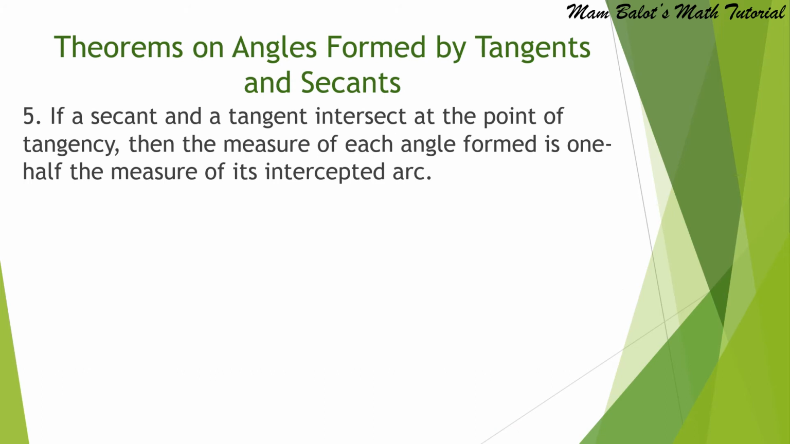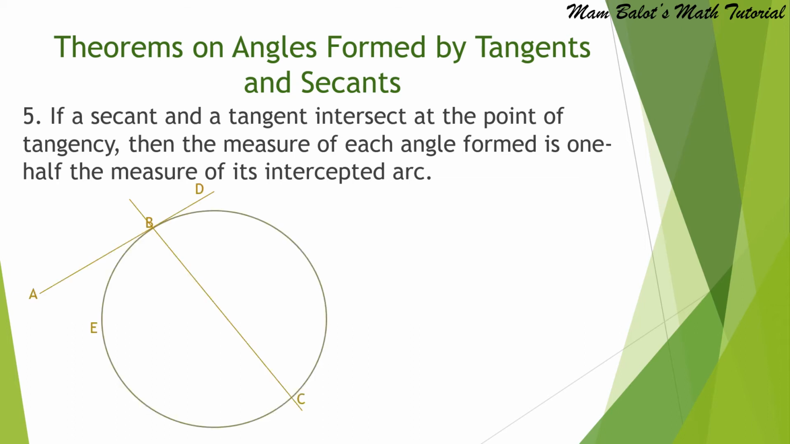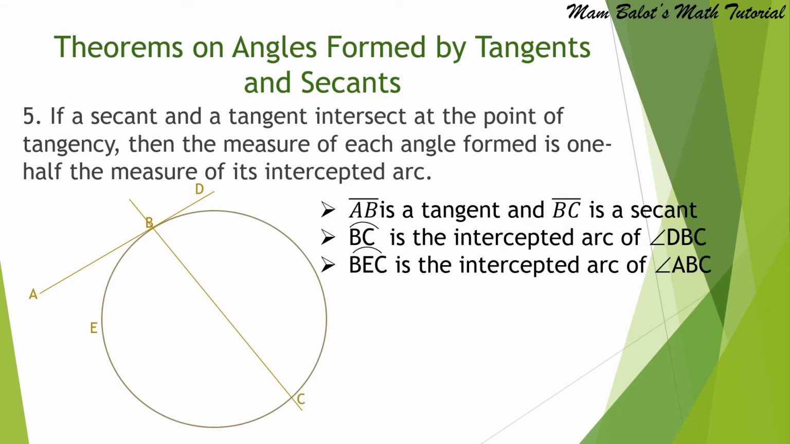Theorem number 5. If a secant and a tangent intersect at the point of tangency, then the measure of each angle formed is 1/2 the measure of its intercepted arc. If we have this figure, line AB is a tangent and line BC is a secant. Arc BC is the intercepted arc of angle DBC, and arc BAC is the intercepted arc of angle ABC.